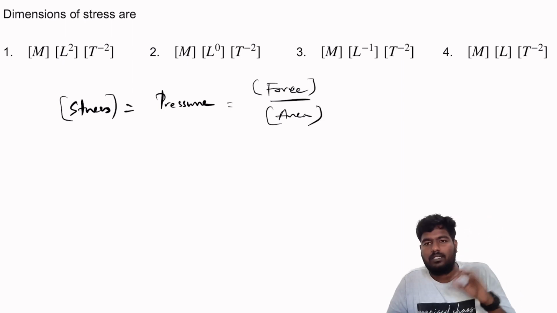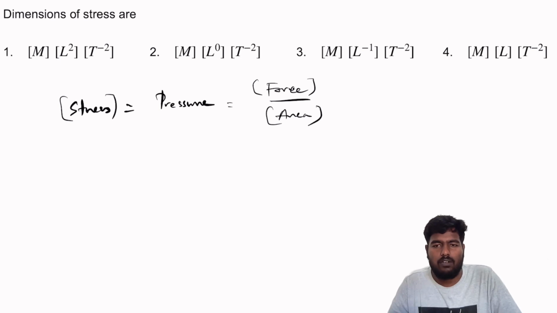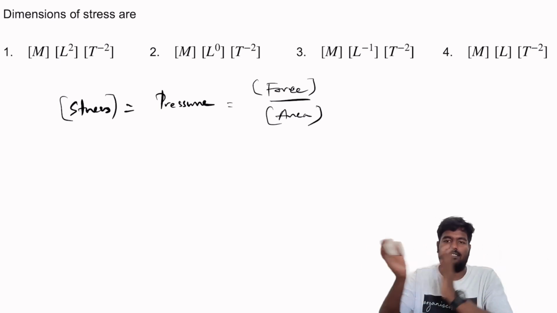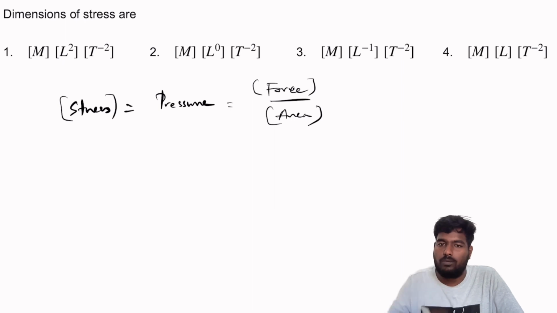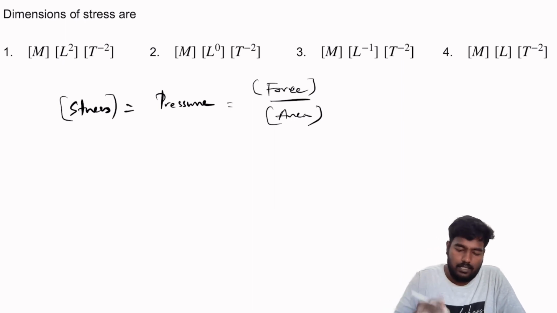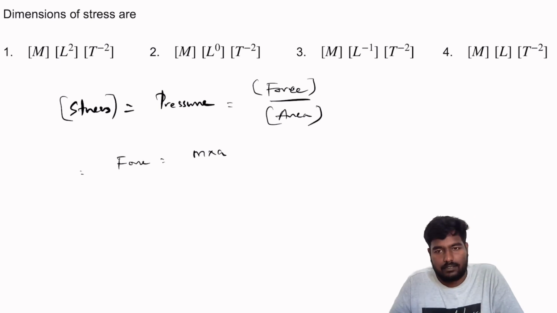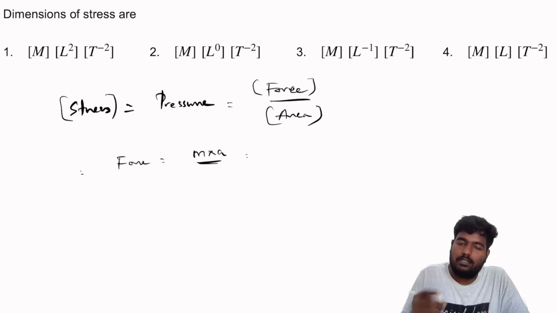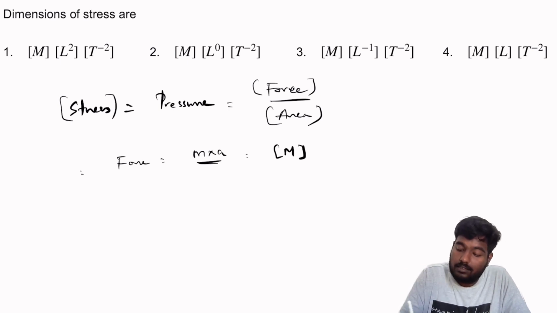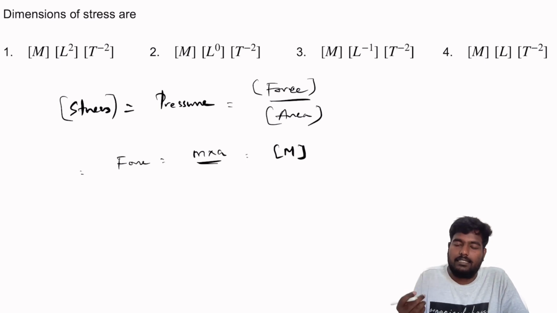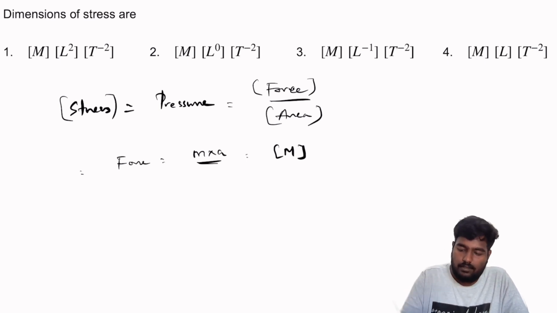If you want the dimension of stress, you can take any formula that involves stress, keep stress on one side and move all the units to the other side. By homogeneity, they both have to be the same. So what is a force? Force is mass into acceleration. Mass has the dimension of just M. Acceleration is distance divided by time square, so it's L divided by time square, which is T power minus 2.